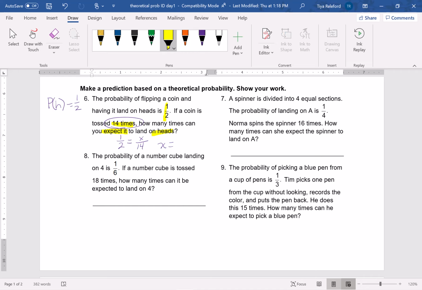Number 7 says a spinner is divided into 4 equal sections. And I'm just going to draw my spinner right now. The probability of landing on A is 1/4. Norma spins the spinner 16 times. How many times can she expect the spinner to land on A? So again, probability of A is 1/4. That is half of your proportion. The other half is going to be that 16 times.